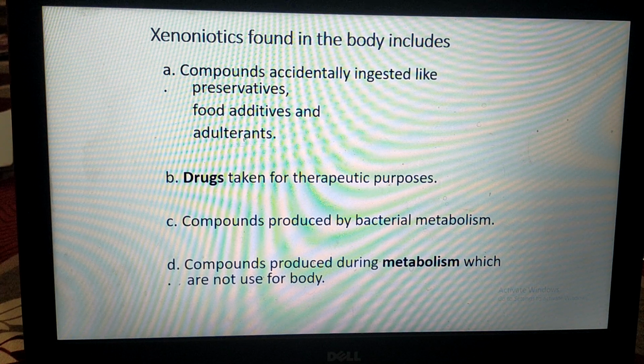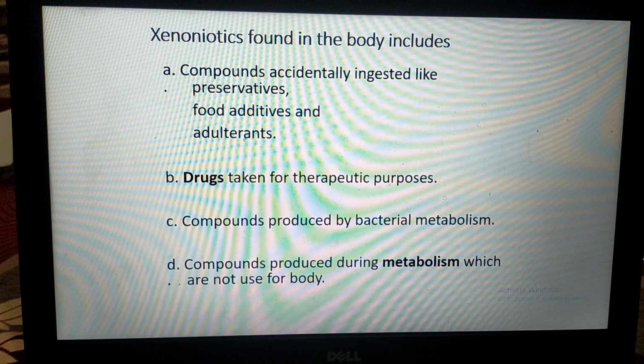Now there are some compounds which are formed by bacterial metabolism. They are also harmful for our body, and the compounds produced during the metabolism of our body are also toxic for our body if they remain in the body. So these are the compounds we have to remove from our body.